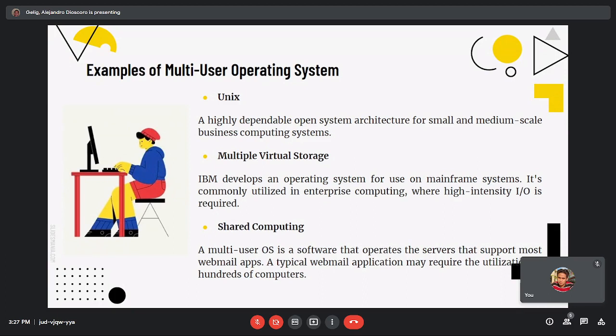Now, shared computing is a multi-user operating system that runs the servers that support the majority of webmail applications, because hundreds of computers may be required to run a typical web application, a webmail program, where each one runs a multi-user operating system capable of supporting various users at the same time, because these systems are designed to support multiple users at the same time.